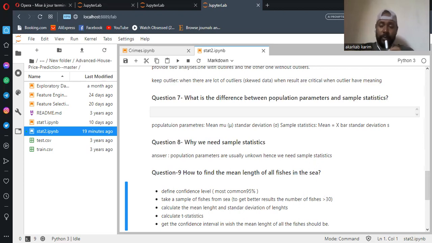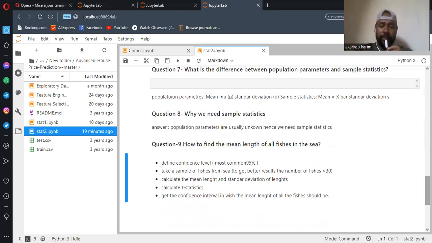Well, I will give you now an example to see how that is important. So question 10: how to find the mean length of all the fishes in the sea? If you look at this question, we have the sea and we have fish inside of the sea. How are we going to know the length of each single fish? Just imagine the number of fish we have in the sea, thousands of millions of fishes and types of fishes. For this reason, statistics comes in to solve this kind of problem.